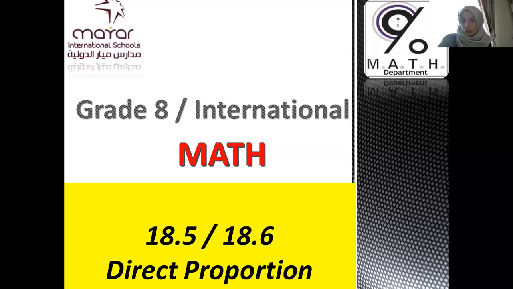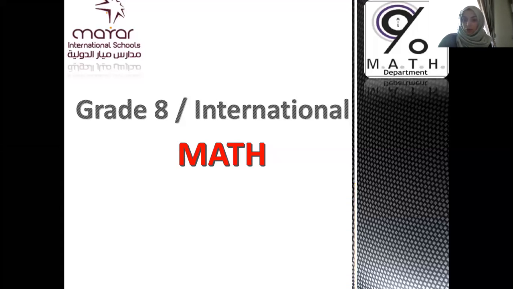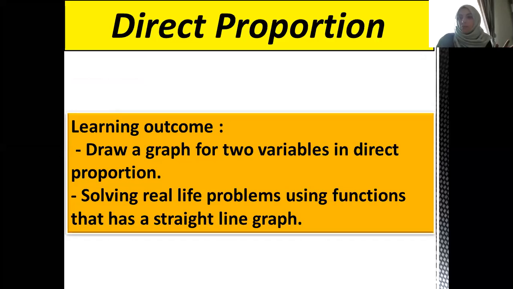رح أرجع أعيد شوي. This is what we talked about yesterday. We talked about direct proportion. وقلنا main outcome كان إنه to draw a graph that shows two variables in direct proportion. Okay, and then we will start solving real life graph problems using the functions of a straight line.